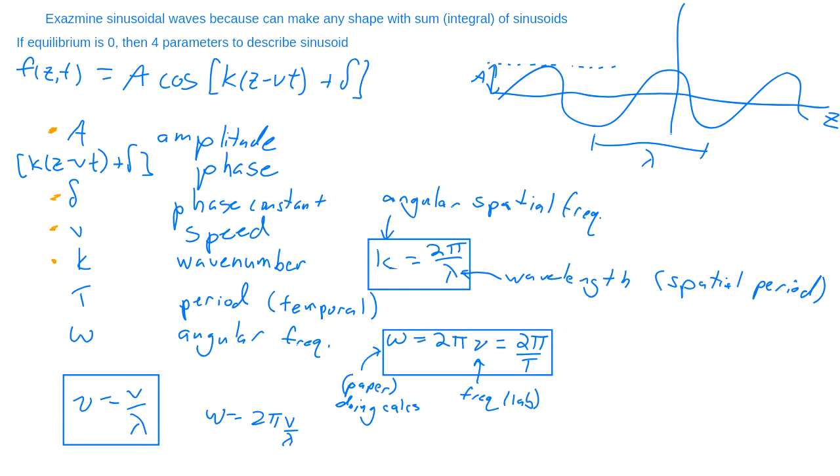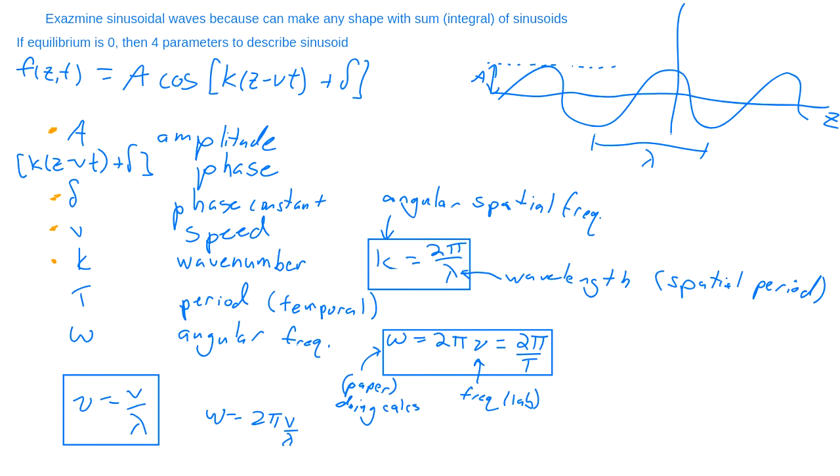All right, so if our omega is 2 pi nu, and nu is equal to v over lambda, so omega is equal to 2 pi over lambda times v. And let's regroup that 2 pi over lambda here.